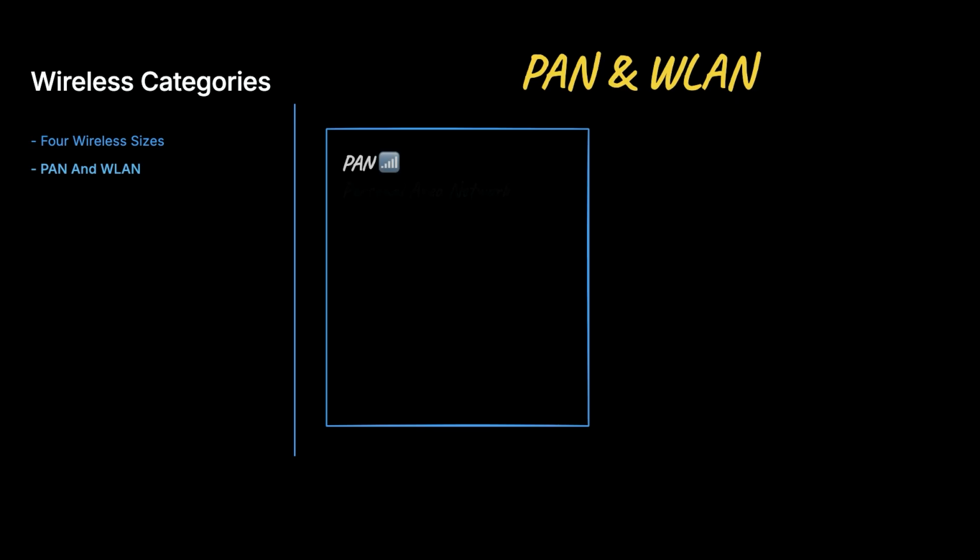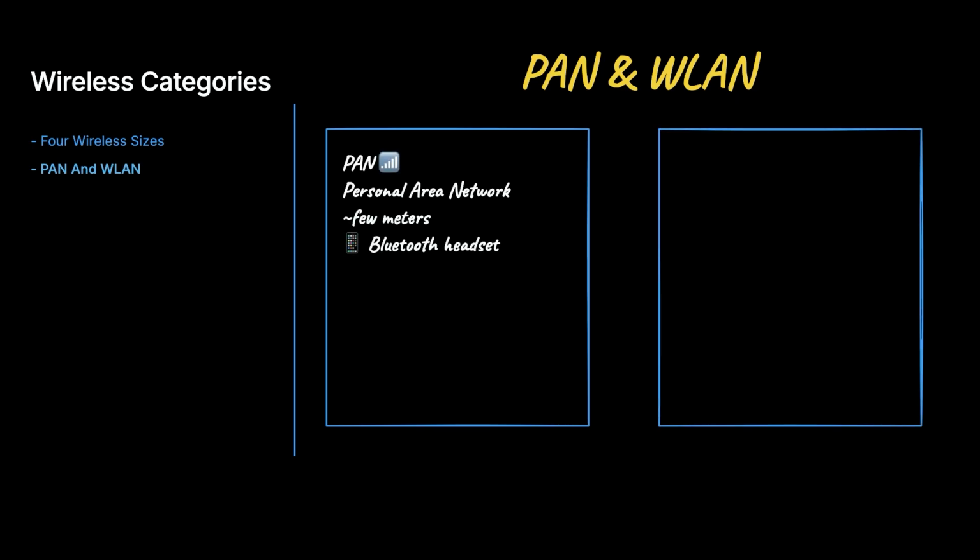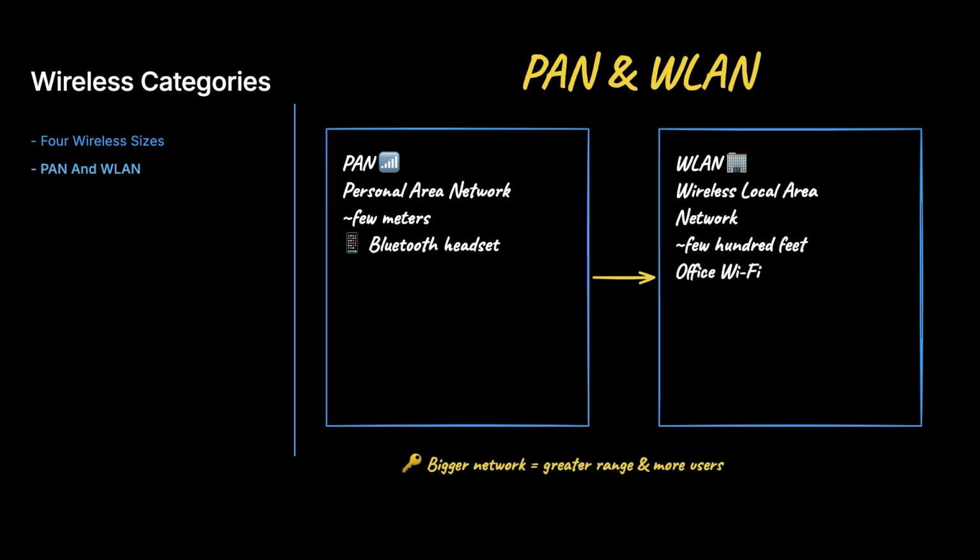Let us start at the smallest. A personal area network, or PAN, covers communication between devices owned by one individual over just a few meters, like Bluetooth pairing your phone with a wireless headset. Step up and you reach the wireless local area network, or WLAN, which uses radio signals to cover a few hundred feet, like office wireless.